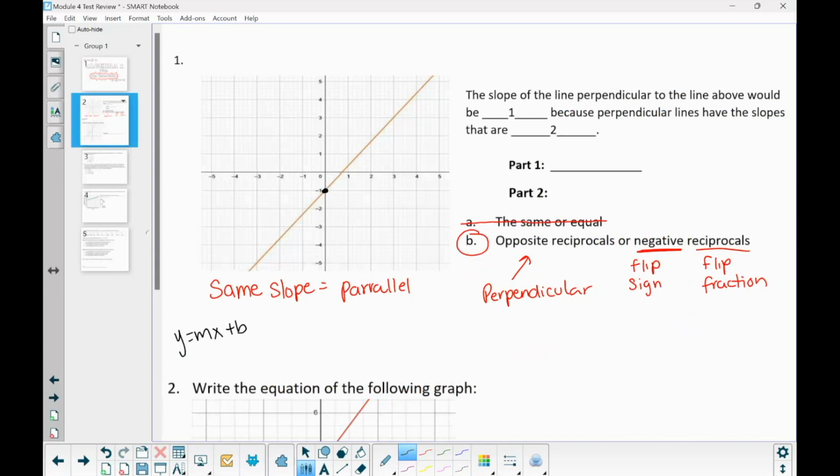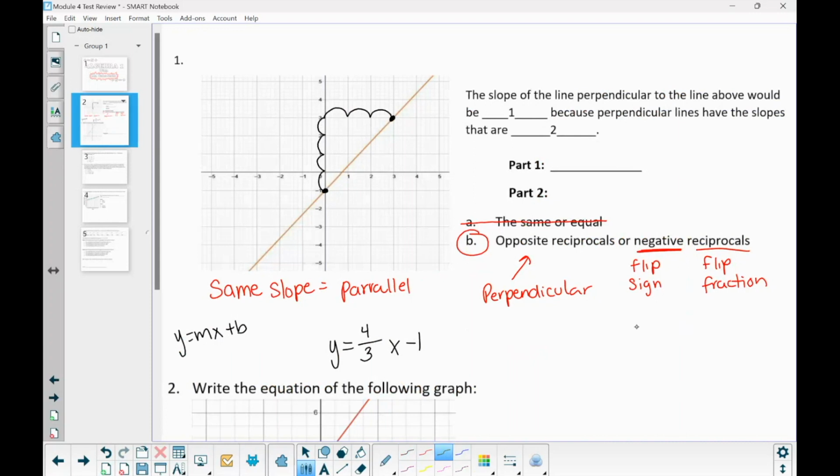So I know b is -1. I know x doesn't change, y doesn't change. Now I need to get from this point to the next point. Remember, you always go left to right. I'm going to go up 1, 2, 3, 4, over 1, 2, 3. So my slope is 4 over 3. Now because it's going up and to the right, it's positive.